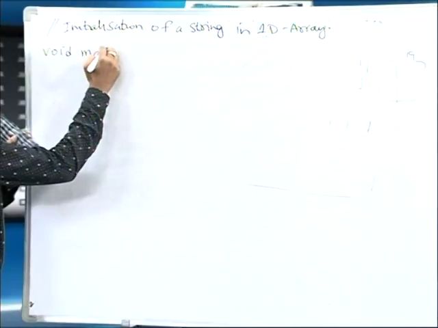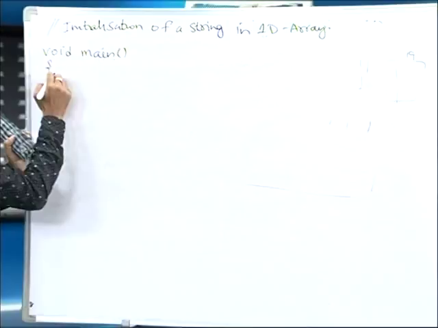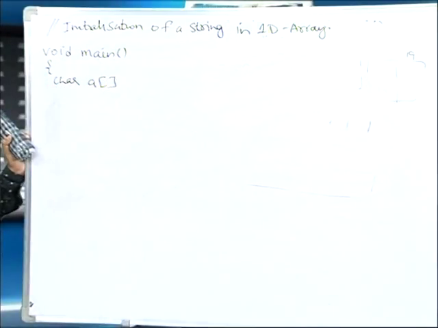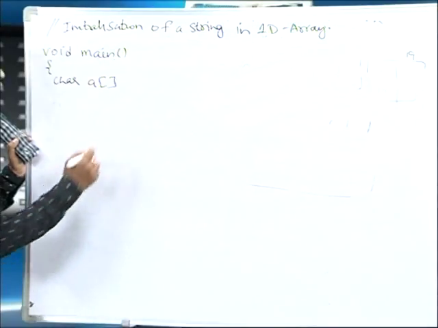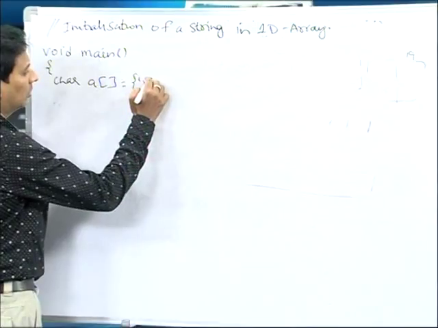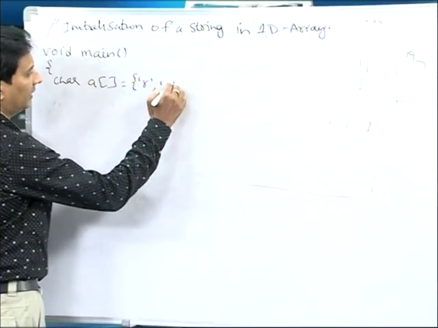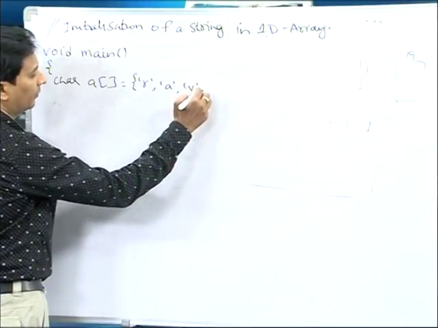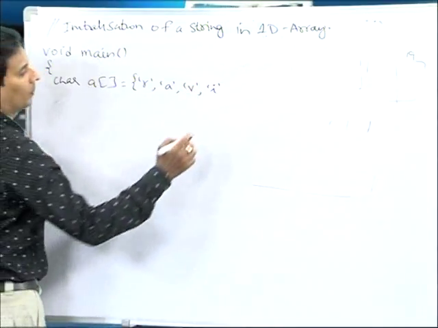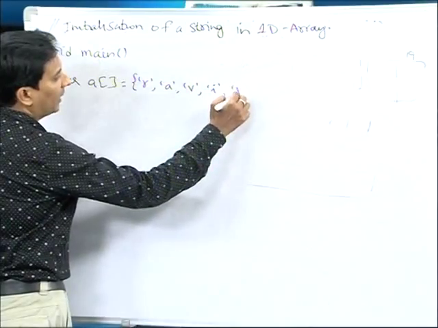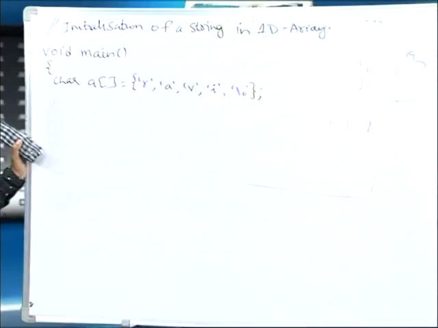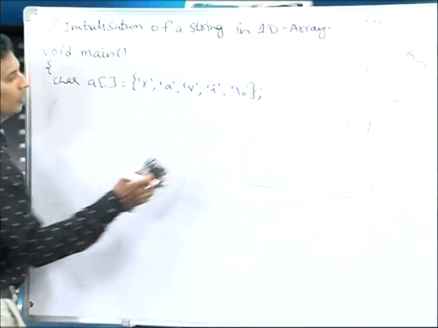Void main, char a equal to R A V I, comma \0. It is optional. If you don't give the \0 also, no problem. So simply also you can give.